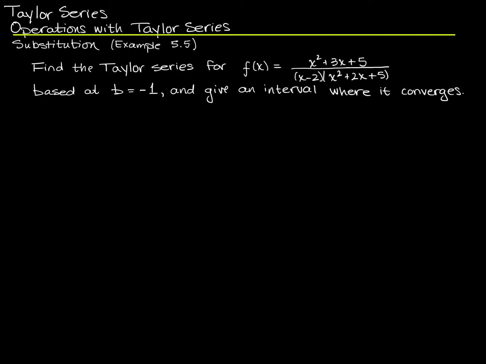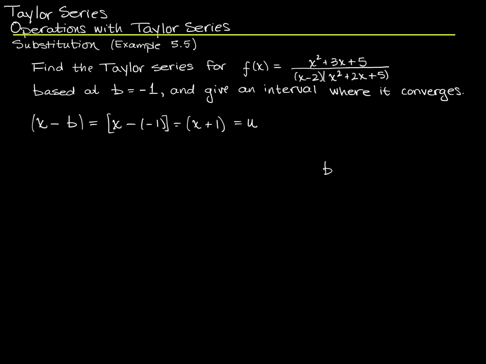Okay, in this problem, we're looking at a function that is a ratio of polynomials. It's a rational function, and we're asked to find a Taylor series for it based at b equals negative 1. So the first thing I want to do is recognize that wherever I might have in my Taylor polynomial an x minus b, I want that to be x minus negative 1, which is x plus 1. So instead of x minus b, I have x plus 1, and I'm going to let that be equal to my u.